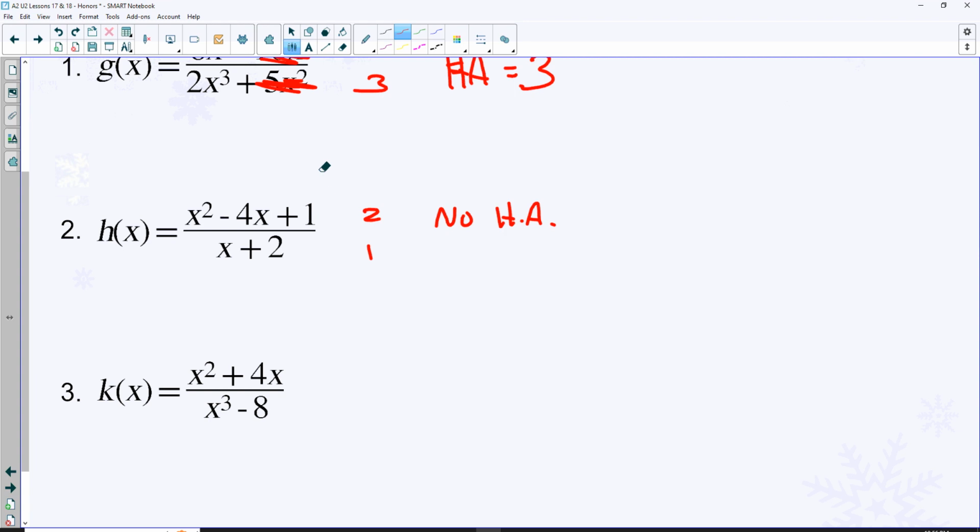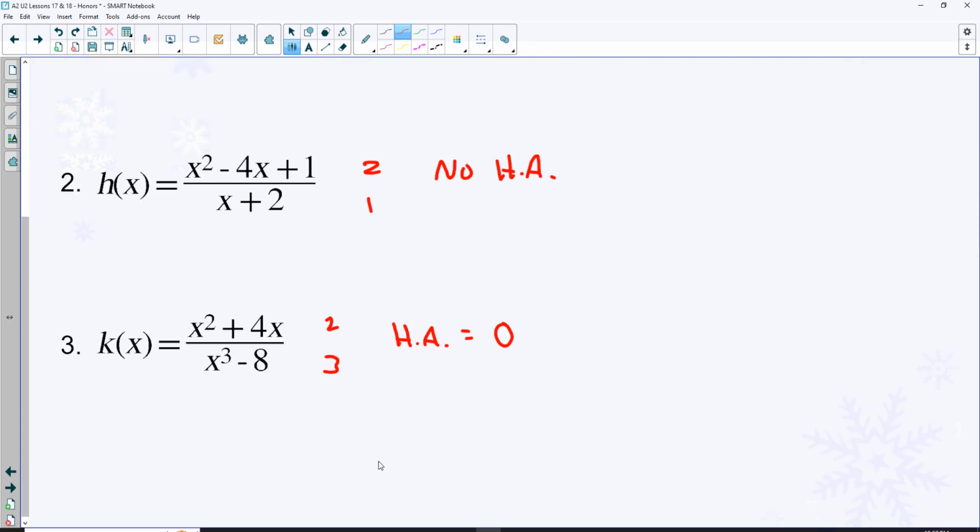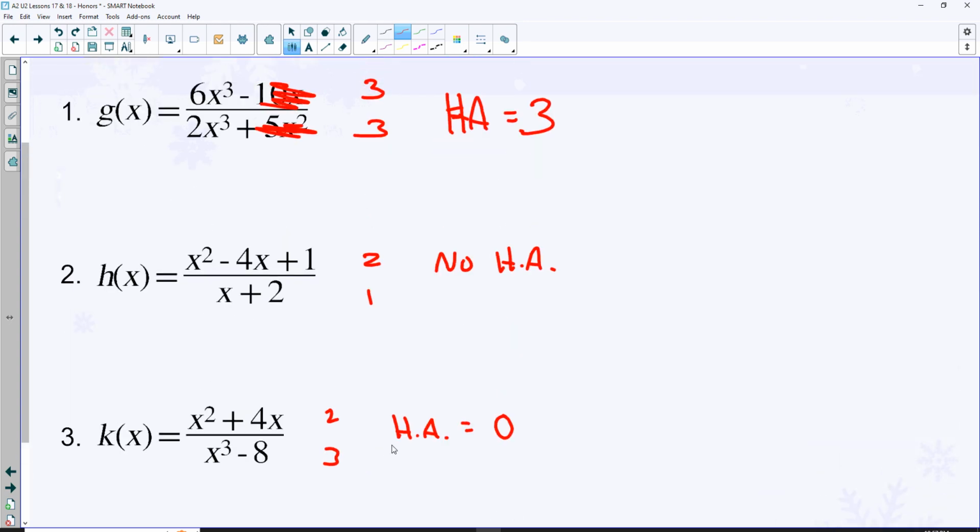And how about this one? In this one, we've got a degree of 2 in the numerator and the denominator has a degree of 3. The horizontal asymptote, without having to do any other work, is going to equal 0. The reason is that when you plug in a large positive number, the denominator is going to be way larger than the numerator because of the x to the third term. And so you're just going to divide essentially a small number by a big number. Therefore, we end up with 0. And that's really it in that regard.